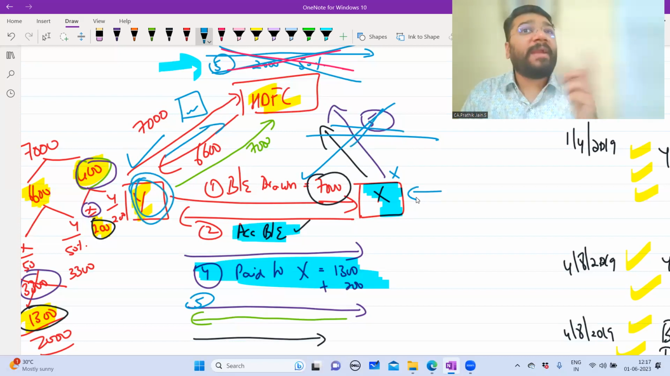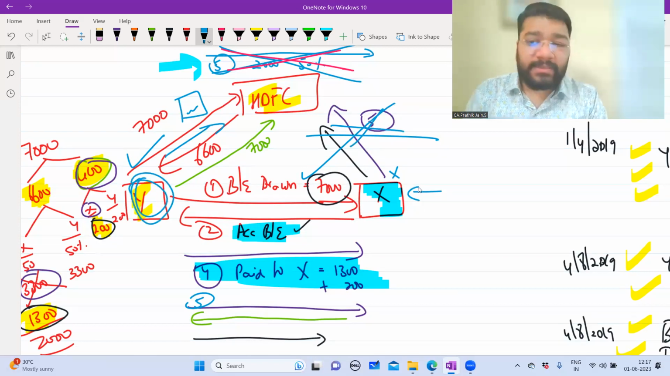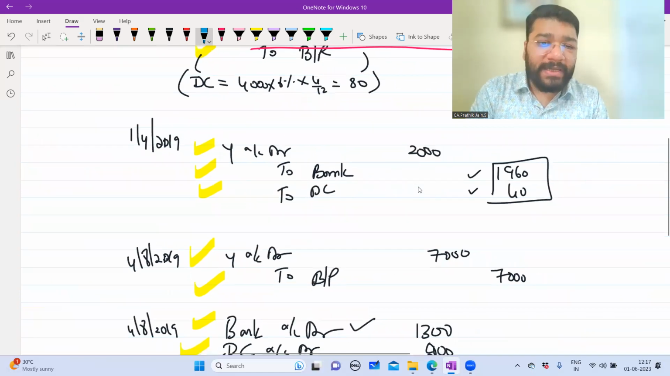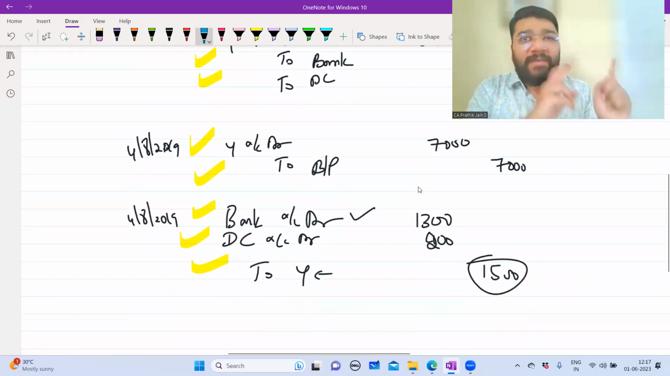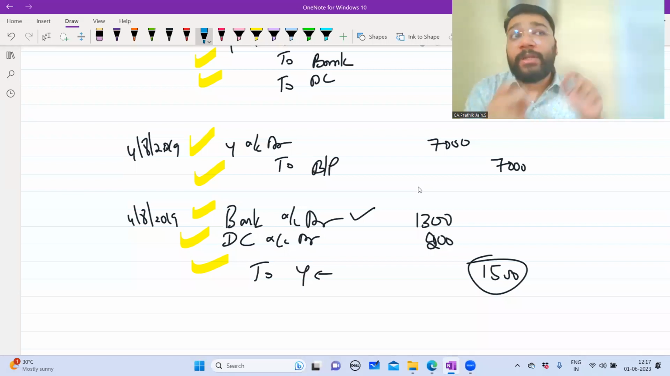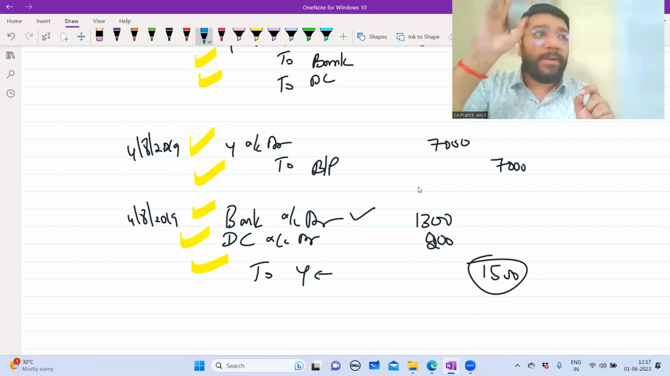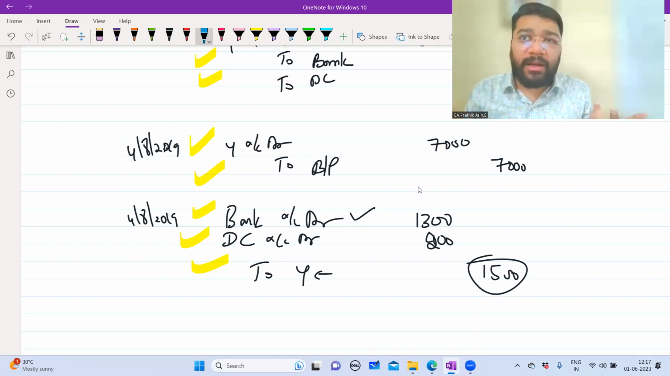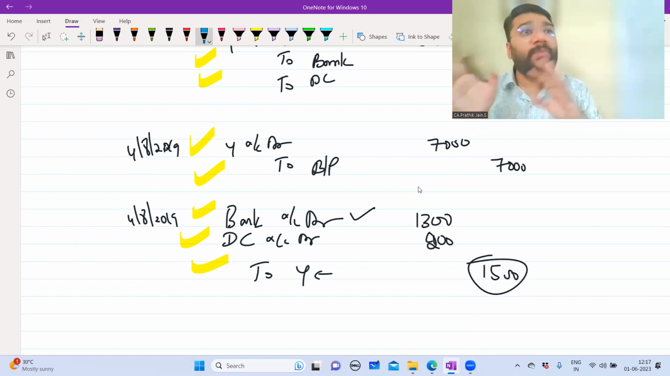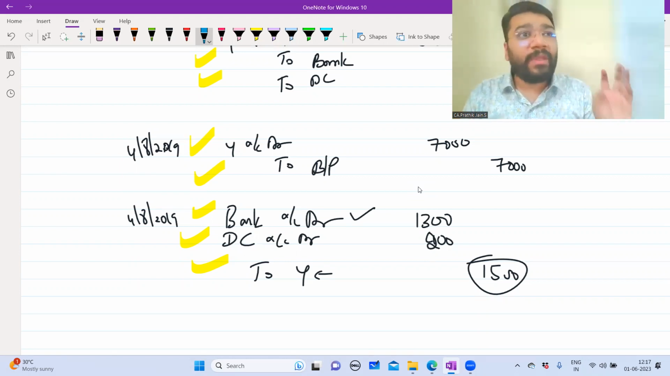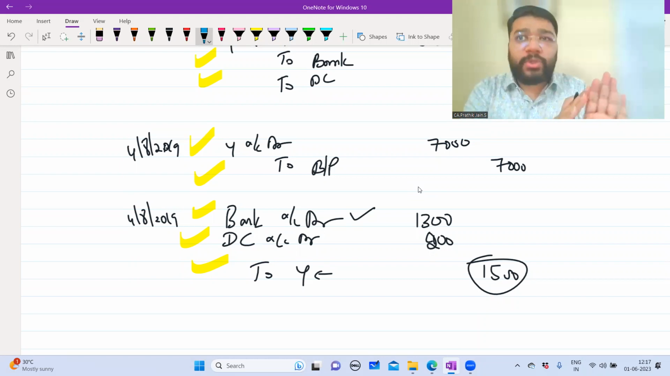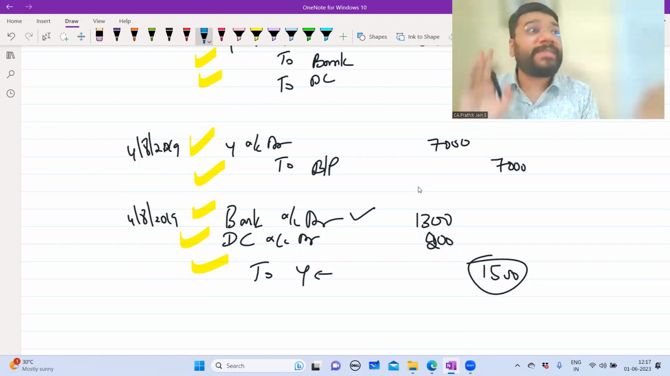Now Y will try to recover this money from whom? X. So what is the next entry? Y will try to recover this money from X, which means X has to pay this money to whom now? Y. On the due date, X is supposed to make the payment to the banker. But since he became bankrupt, the banker did not wait to get the money from the court. He took the money directly from Y. Now Y has to wait and slowly get the money from X from the official receiver.